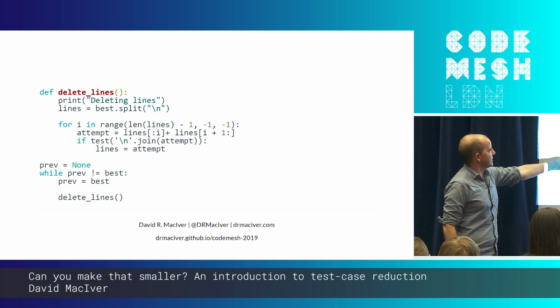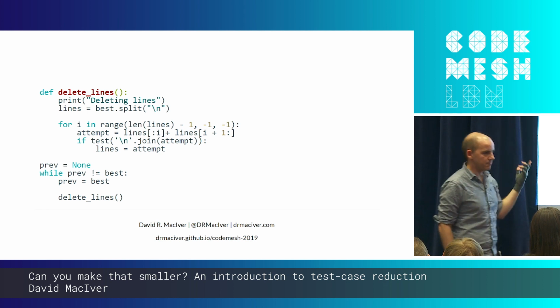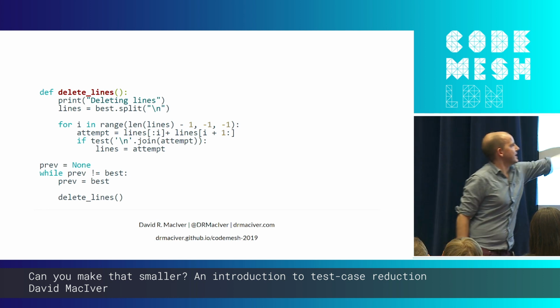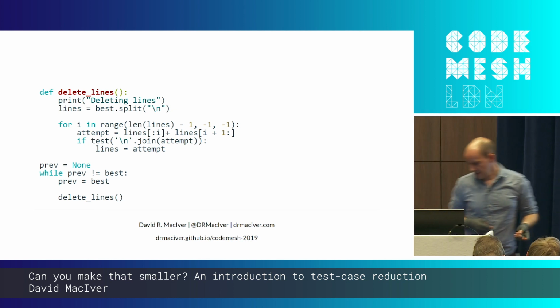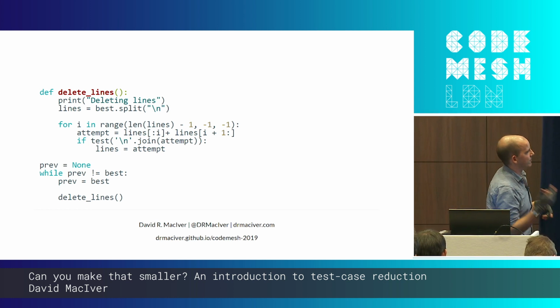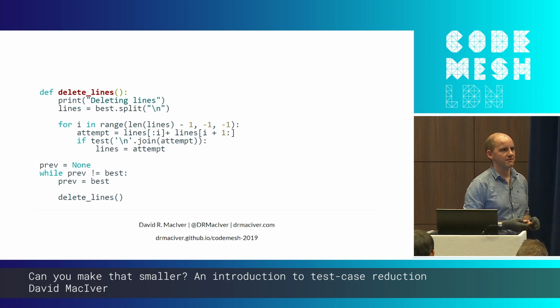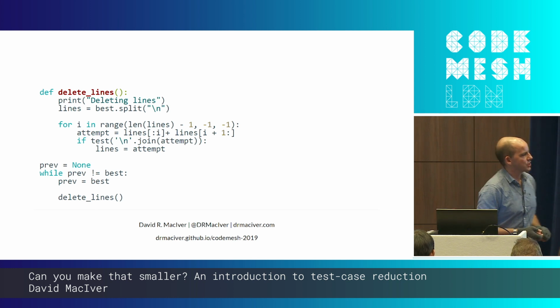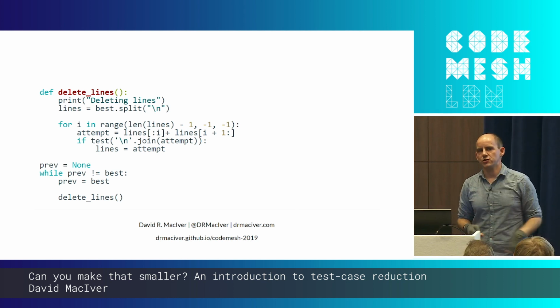And in our loop, every time we call delete lines, it will, as we saw before, update our current best. And what we do is we iterate backwards through the lines, and the reason we do it backwards is because things in programs tend to depend on things earlier than them. So if you start from the end of the list, you will delete things that use variables before you delete the variables.